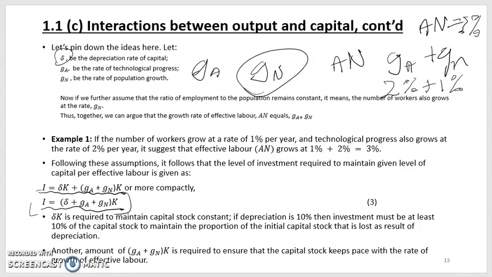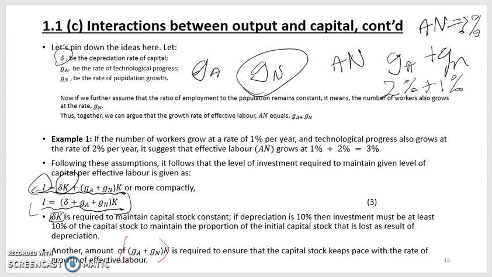So the depreciation of capital is required to maintain the capital stock constant. It means that investment must be such that it replaces the capital that has been lost in the previous year. So if depreciation is 10%, then investment must be at least 10% of capital stock to remain in proportion to the initial capital stock that is lost as a result of depreciation. And above that depreciation, an additional amount of GA plus GN is required to ensure that the capital stock keeps pace with the rate of growth of effective labor. Or rather, it is required to ensure that the capital stock increases at the same rate as the effective labor.